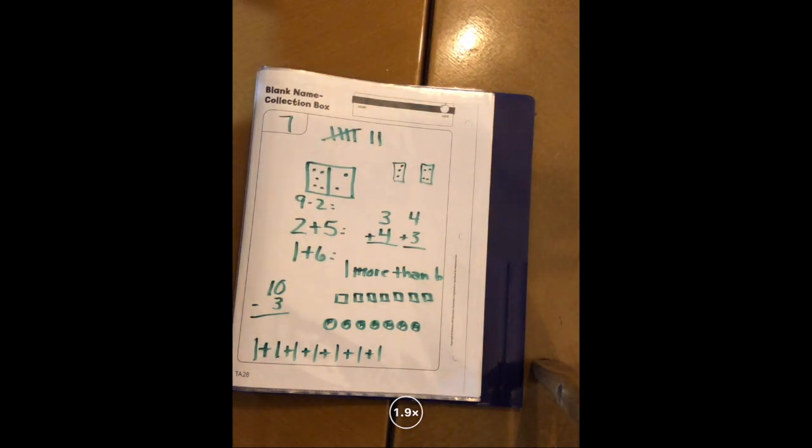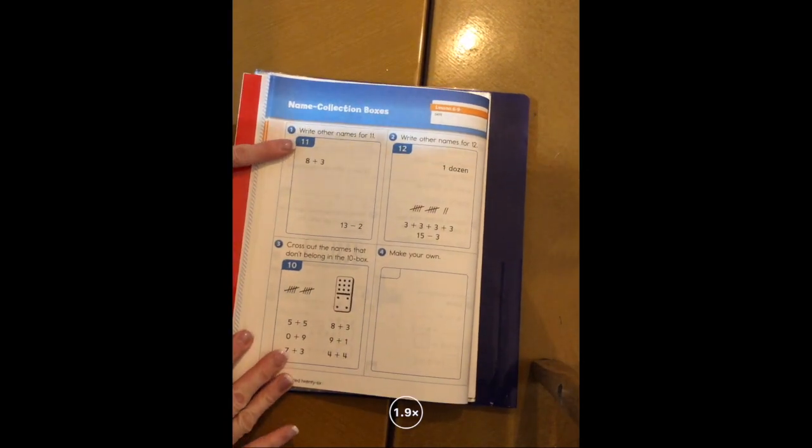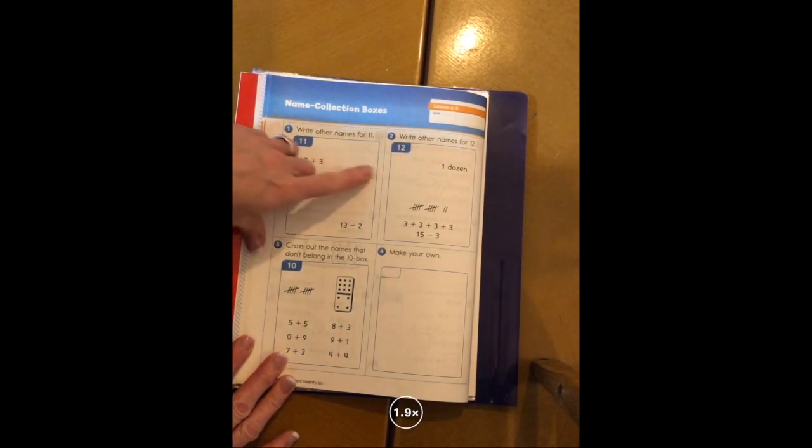So pretty easy, right? Now I want you to try a few on your own. On page 126, you're going to write everything that represents the number 11. Write other names that represent 12. So they've given you a few. You have to write a few more.